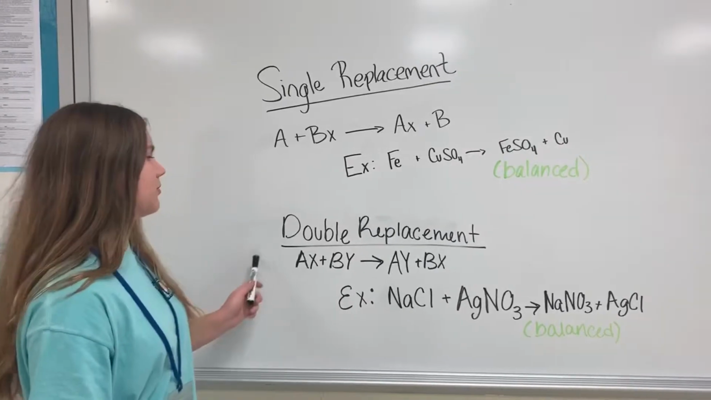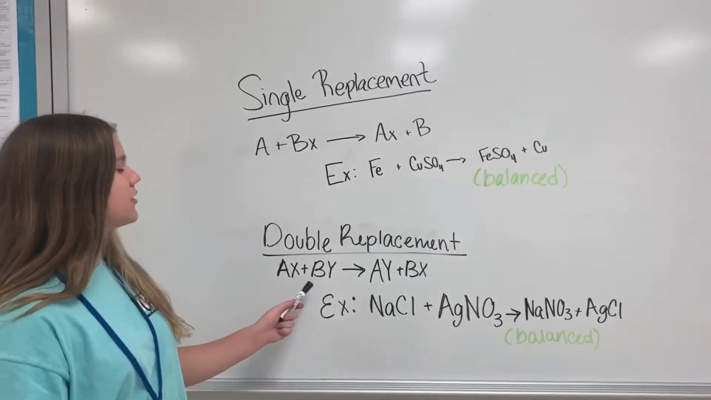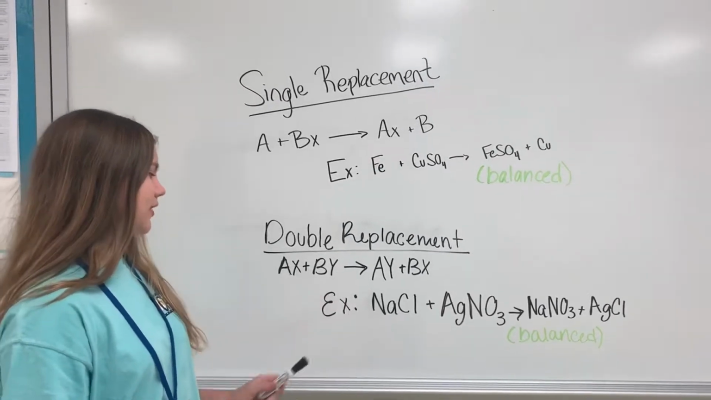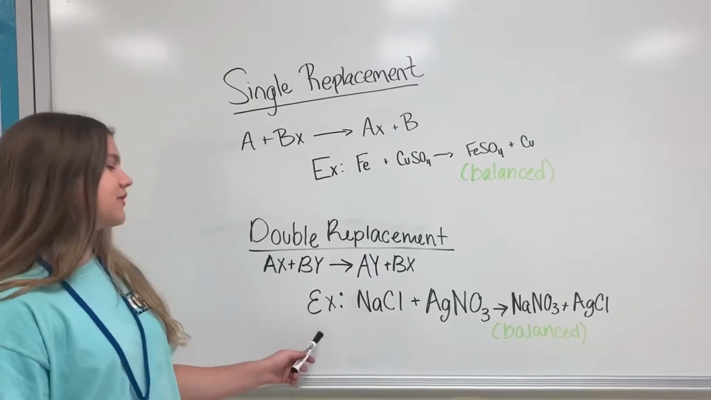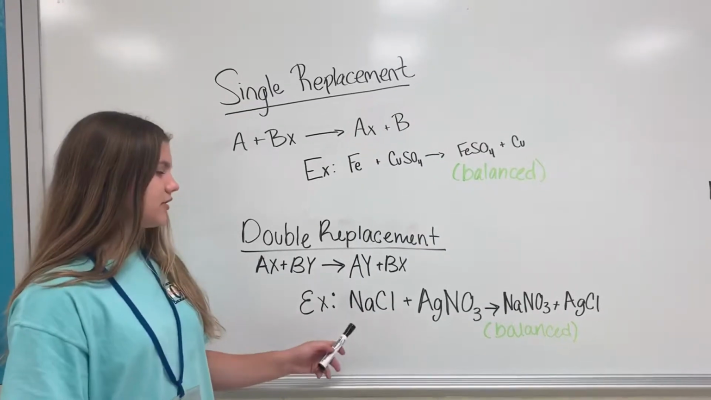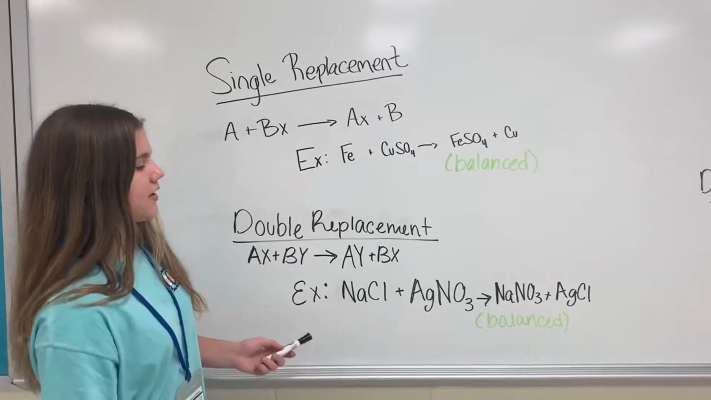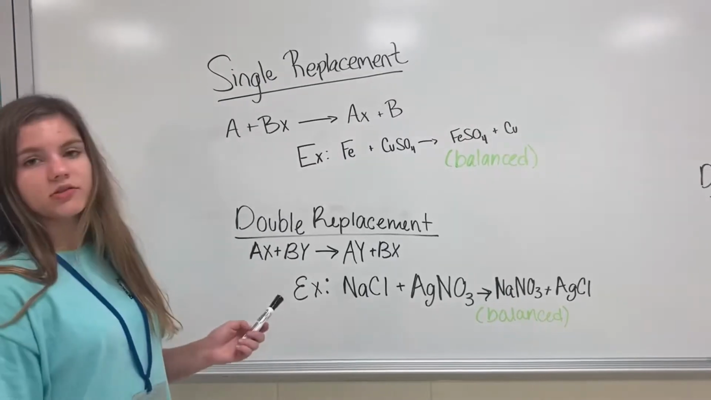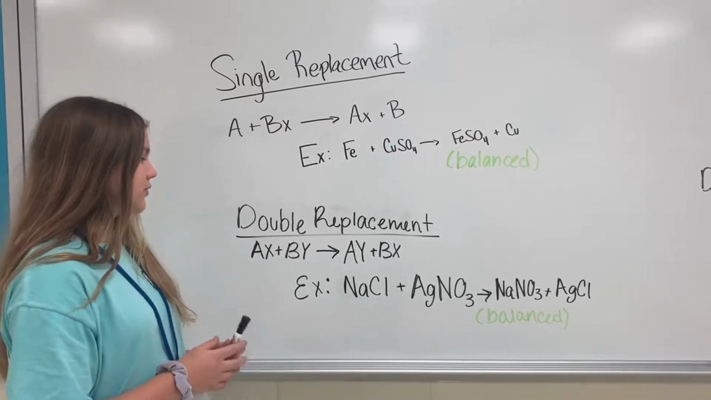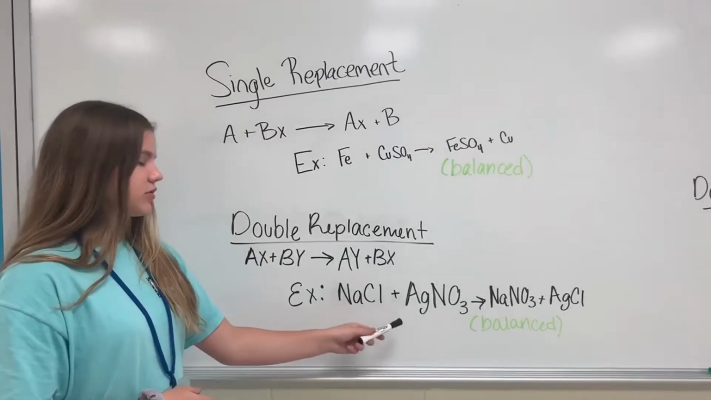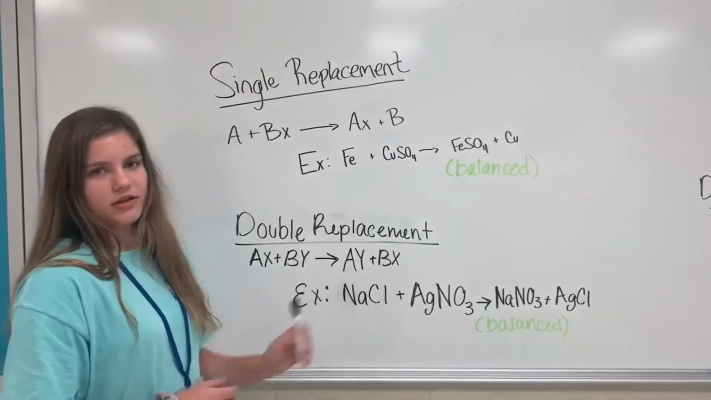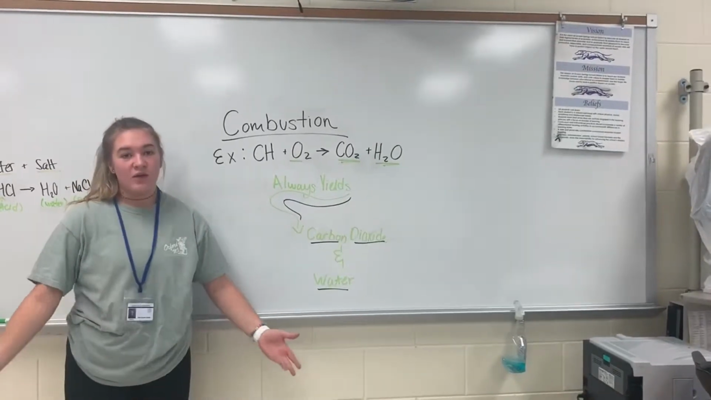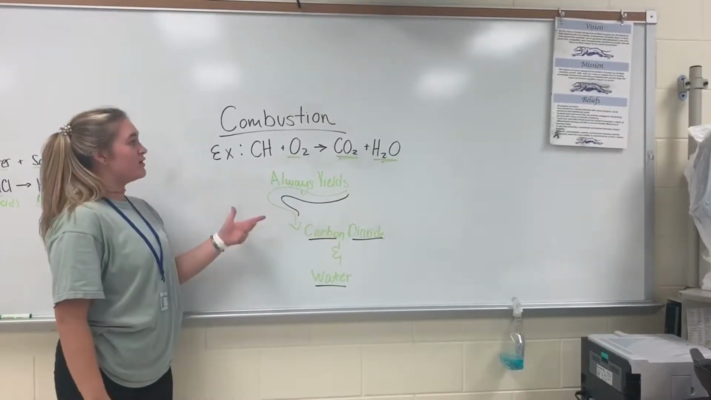Now we also have a double replacement, which is AX plus BY yields AY plus BX. An example is NaCl plus AgNO3 yields NaNO3 plus AgCl. And this equation is also already balanced, and for this we have 2 cations switching, and then we have 2 anions switching.